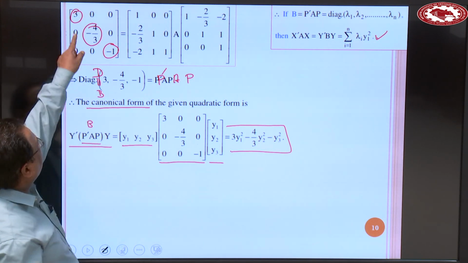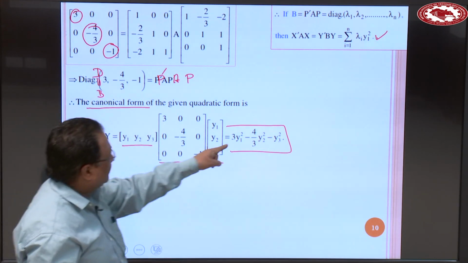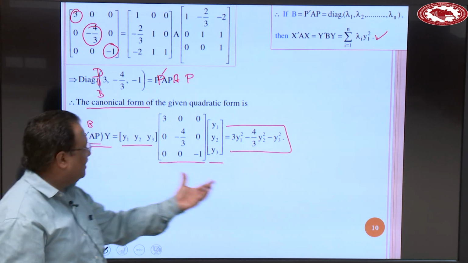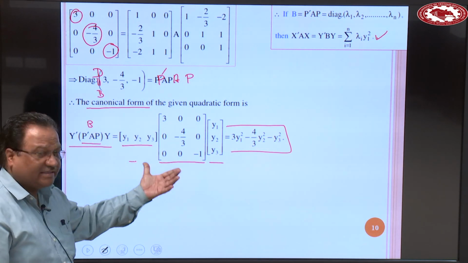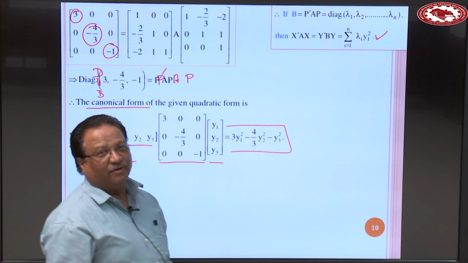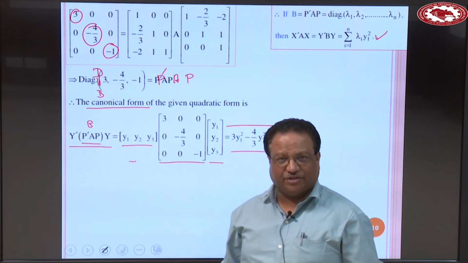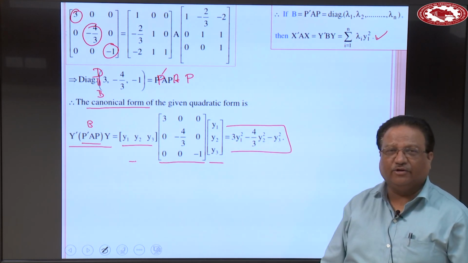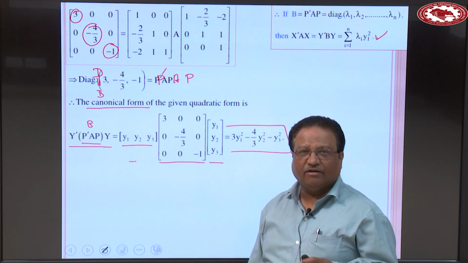और वैसे भी आप डायरेक्ट भी लिख सकते हो 3 minus 4 by 3 1, 3 minus 4 by 3 1. बट ये एक्सप्रेशन बेसिकली आ कहाँ से रहा है? ये एक्सप्रेशन ये जो तीन मैट्रिसेस है इनको मल्टीप्लाई करके आ रहा है. ओके, सो बाय यूजिंग लीनियर ट्रांसफॉर्मेशन you can find the canonical form of the given quadratic form.